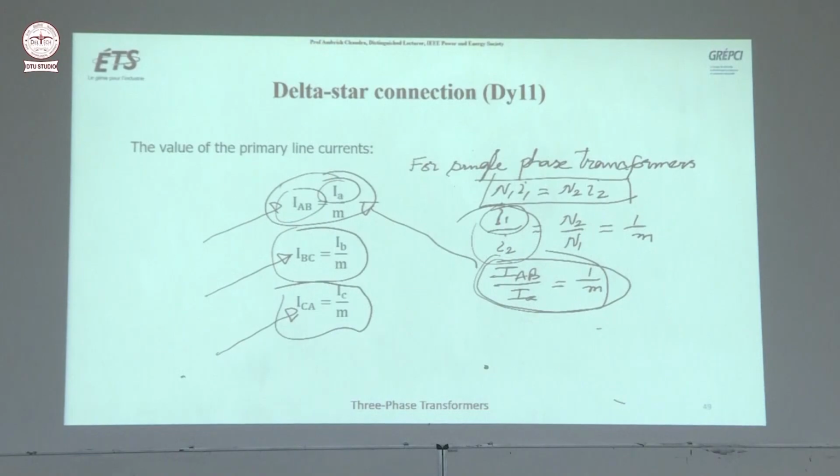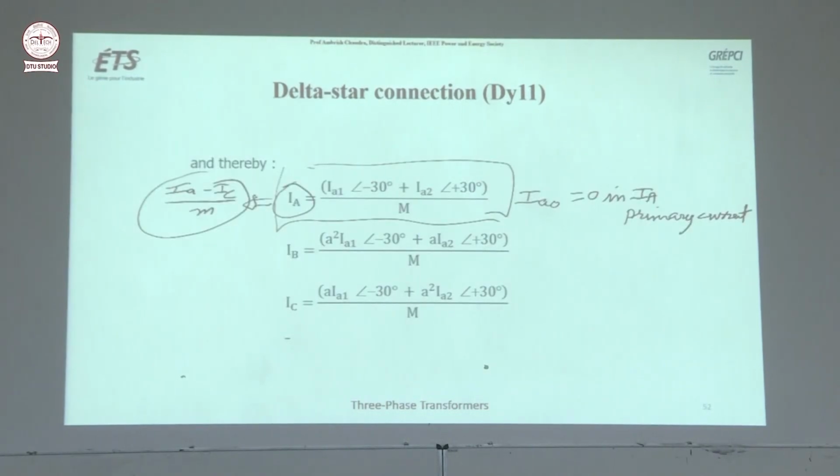Okay, so what is important here? If you have positive sequence current on the secondary side, when you bring it to the primary side of that transformer, it will get a phase shift of minus 30 degree. And if you have a negative sequence current on the secondary side and you bring it to the primary side, IA capital, then you will have a positive plus 30 degree phase shift.